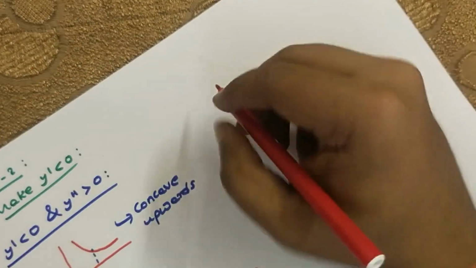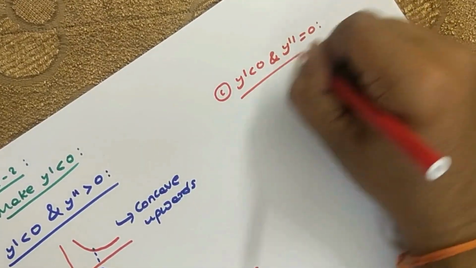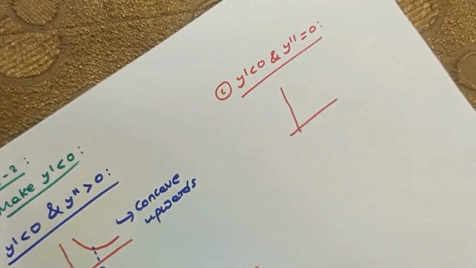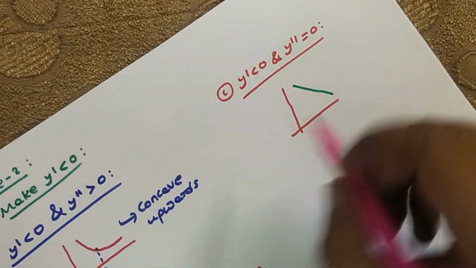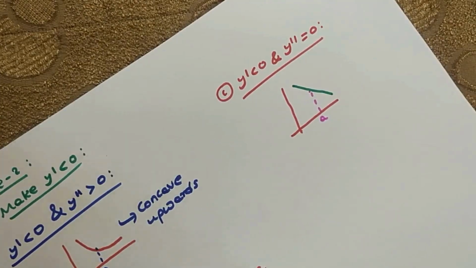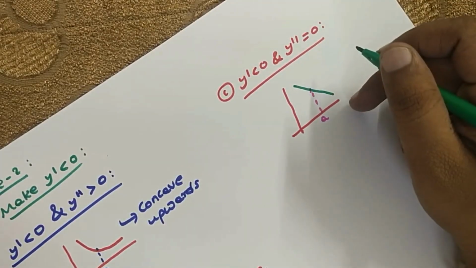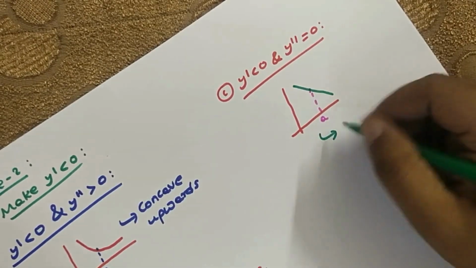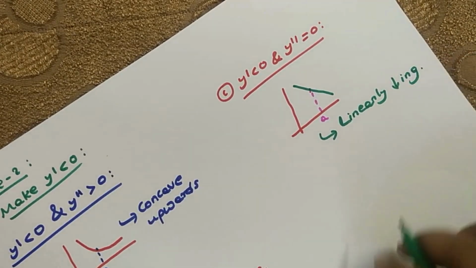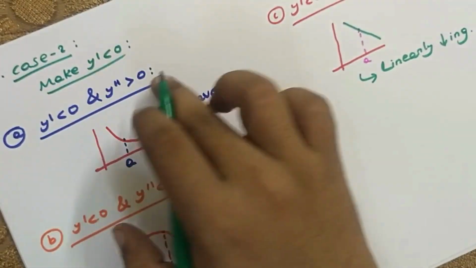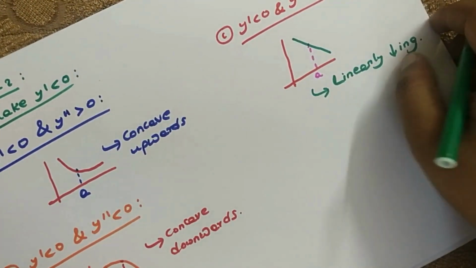Yes, so let's take the last one, y dash less than 0 and y double dash is equal to 0. So if we observe like this, the suitable graph will be a linearly decreasing graph, and let's take this point as A. So at point A, if we observe, the slope is decreasing, and the change in slope, if you differentiate this again, we will be getting zero slope. So what do we call this? A linearly decreasing function. So yes, y double dash greater than 0 again gives concave upwards, y double dash less than 0 gives concave downwards, and y double dash equal to 0 means now it is linearly decreasing.